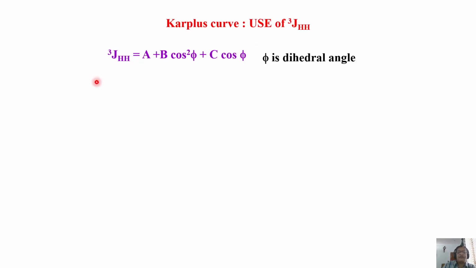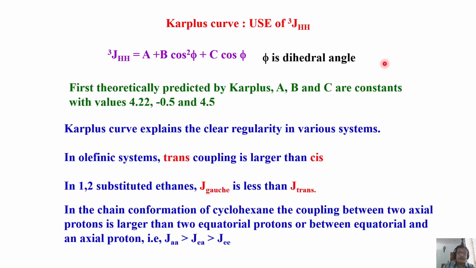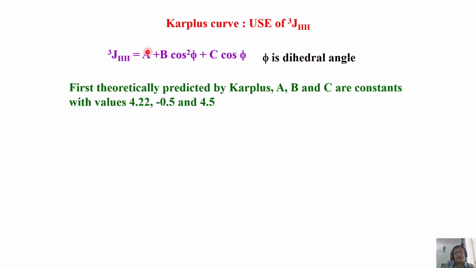This is a very famous Karplus equation. It's a quadratic equation of cos phi, where phi is the dihedral angle. It will give you a lot of information about a variety of systems. This was first theoretically predicted by Karplus, where A, B, and C are constants.